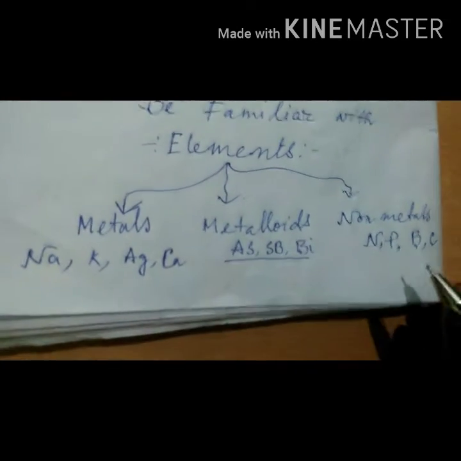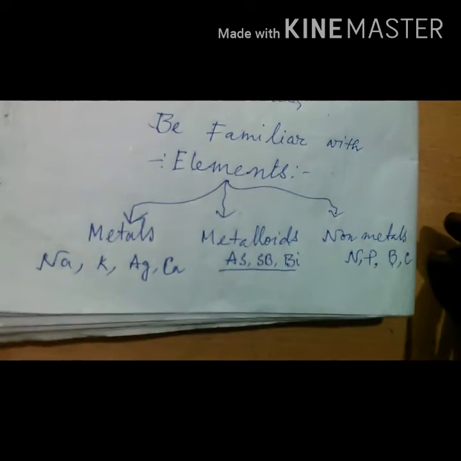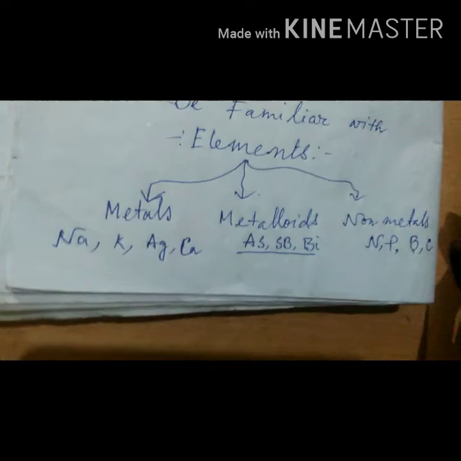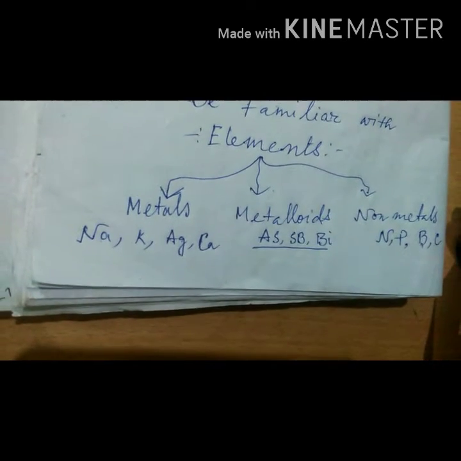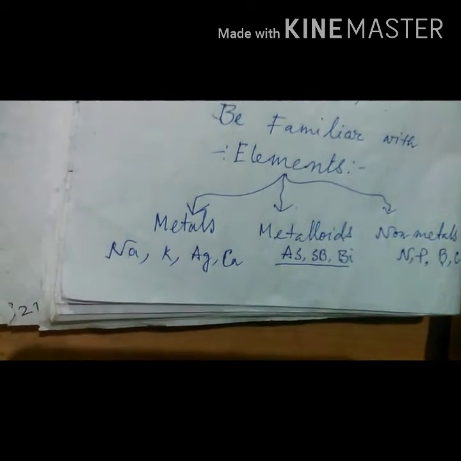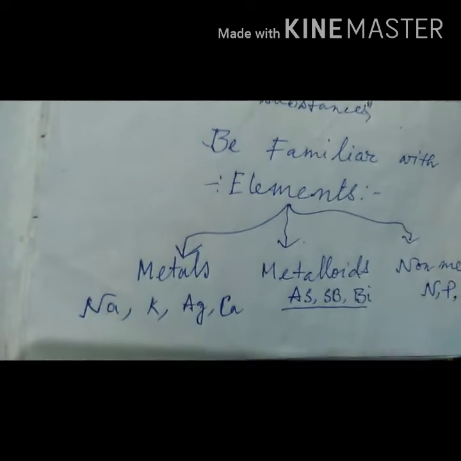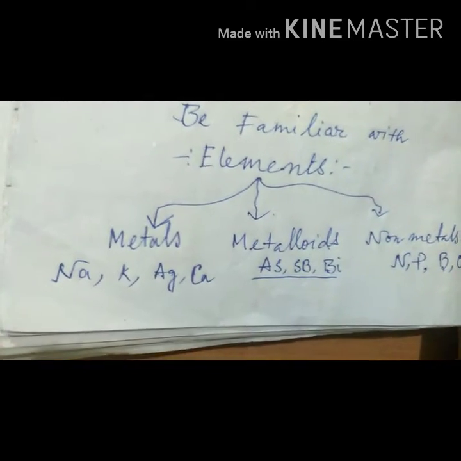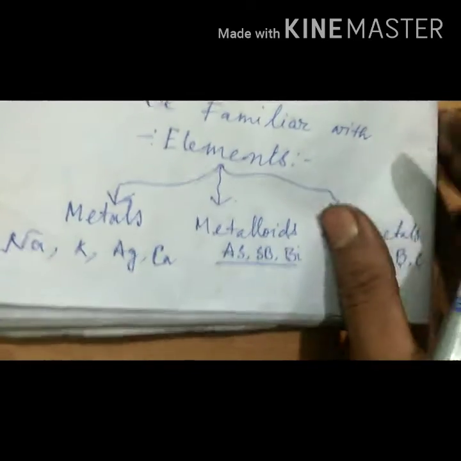Whereas non-metals show non-conductivity, they are brittle, they are not shiny, and mostly they are electronegative. And metalloids, as I have already discussed, have the characteristics of both metals and non-metals.